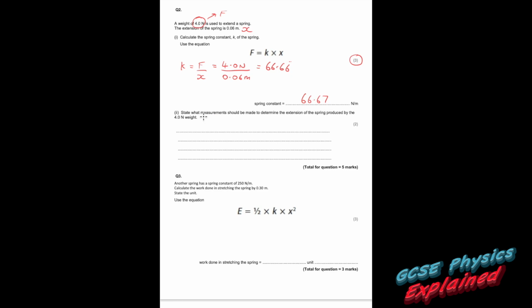Part 2. State what measurements should be made to determine the extension of the spring produced by the 4 newtons weight. Right, base your explanation on the calculation. So extension is the new length, take away the original length. So basically we need to measure the new length and measure the original length.